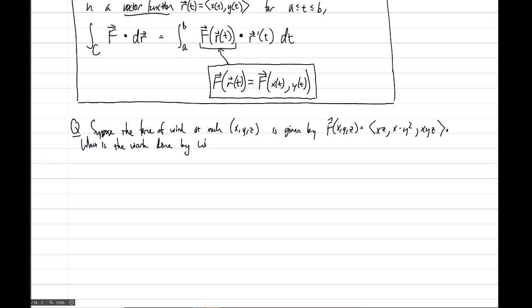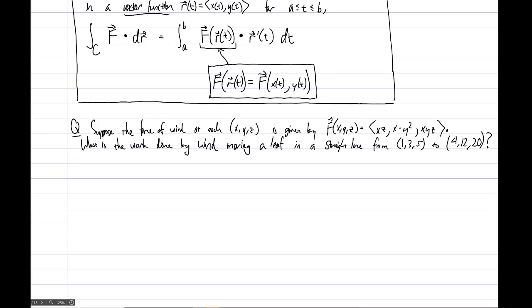by the wind, described using this vector field, moving a leaf in a straight line from the point 1, 3, 5 to the point 4, 12, 20. Now, how it would be possible for a leaf to move in a completely straight line from one point to another is beyond me. I don't know how that would really happen in real life, but we're just going to go with it, just because it's going to make something nice.